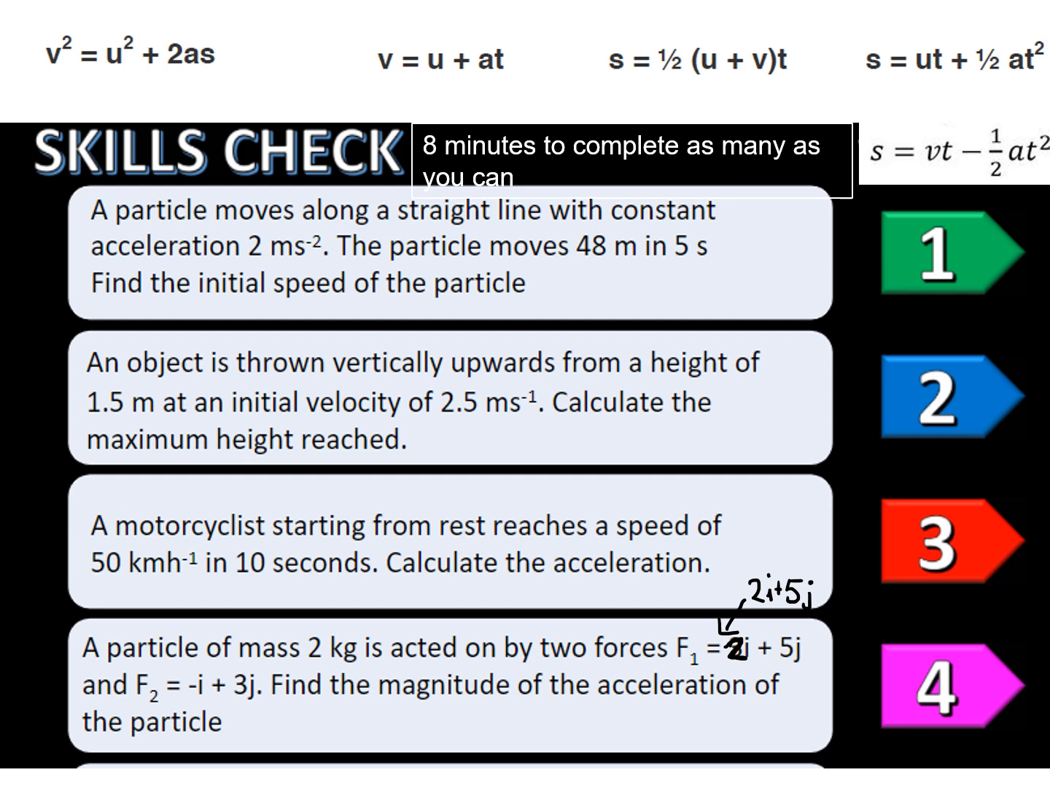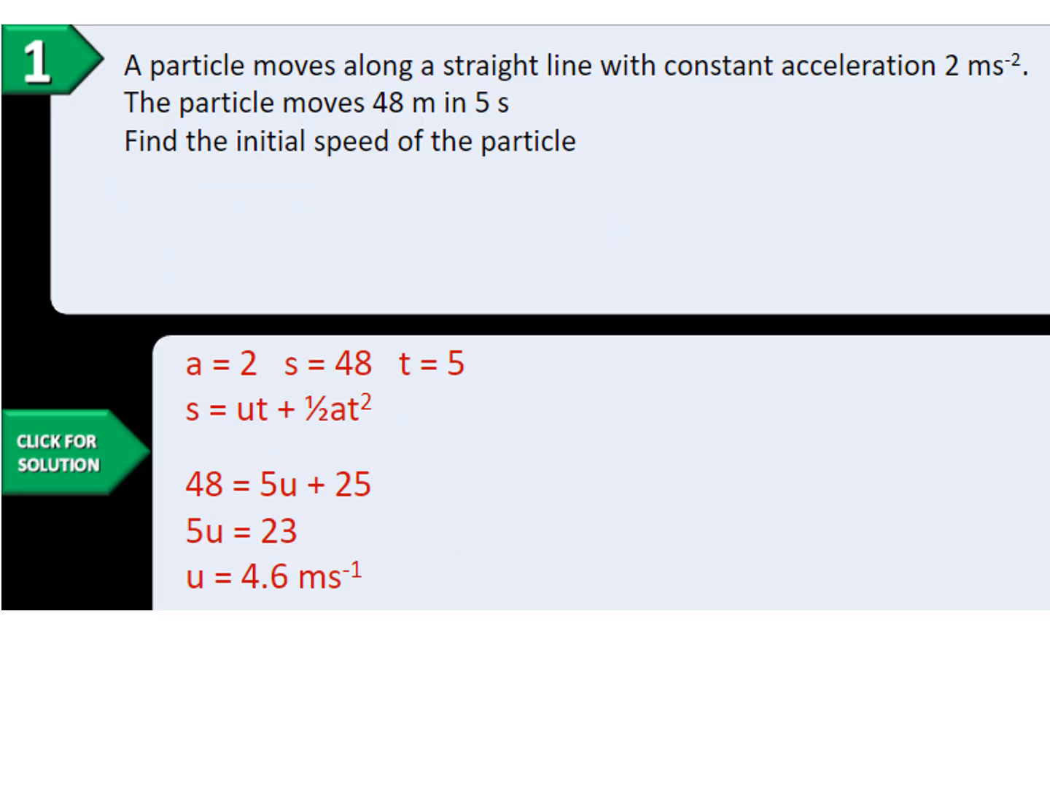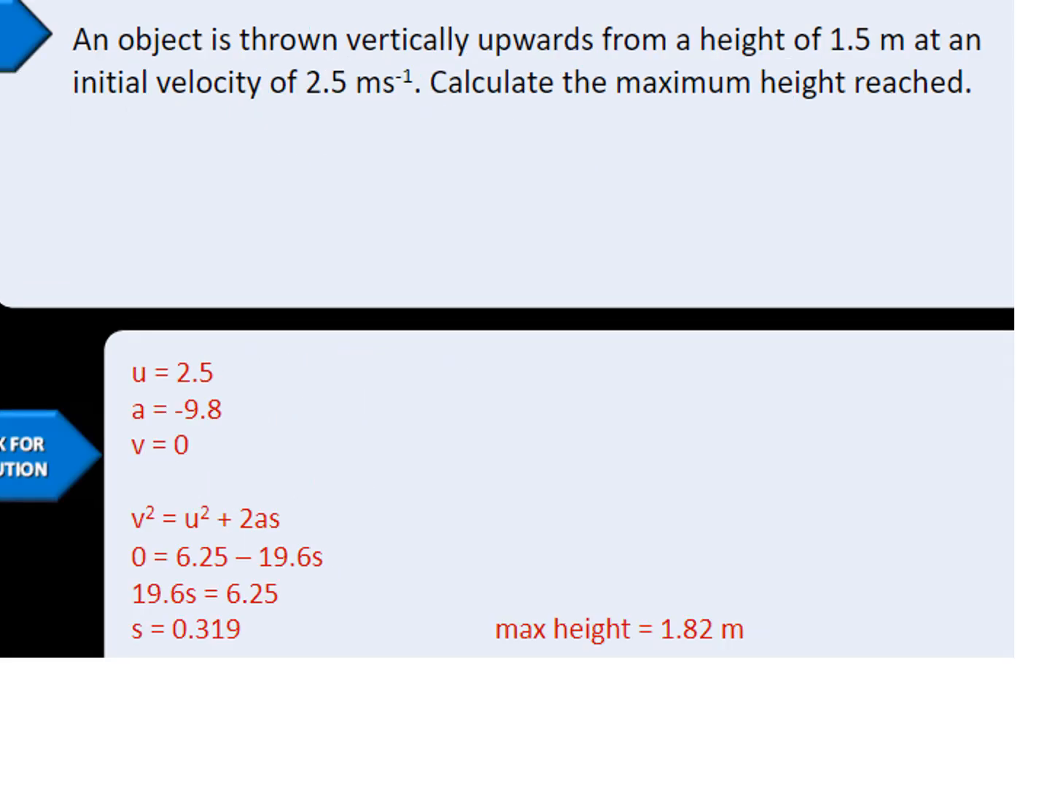So the first one was a particle moves along a straight line with constant acceleration of 2. The particle moves 48 meters in 5 seconds. So you got a, s and t, chose the appropriate Suvat, put the numbers in, and you should have got the initial velocity, or initial speed, was 4.6. Number 2, Suvat again.